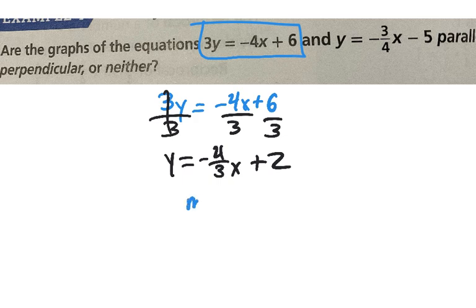Can I tell you the slope now? It's negative 4/3. What about my second line? Do I know the slope of it? Already know it. It was already in slope-intercept form. So its slope is negative 3/4.